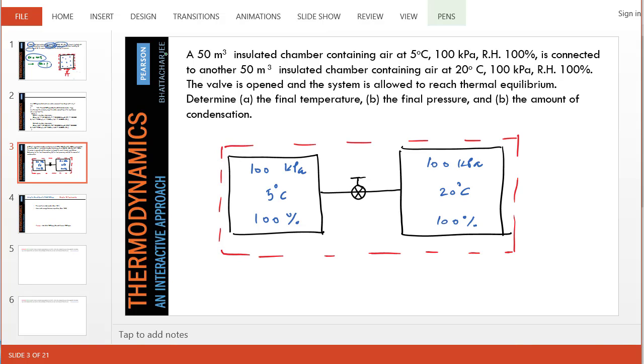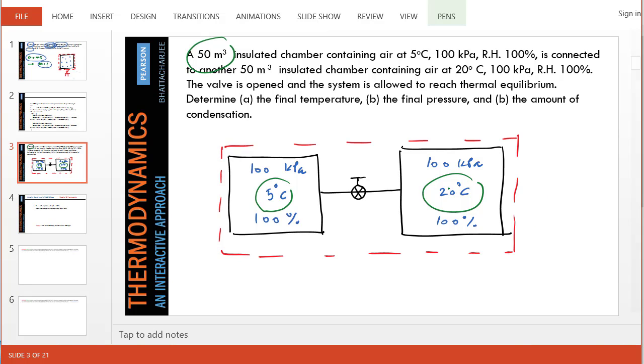Hello and welcome. This is a very interesting problem where there are two rigid tanks, each having a volume of 50 m³, connected. One contains very cold air at 5 degrees Celsius, saturated, 100% relative humidity, and one relatively warmer air, also at 100% relative humidity. Now suppose we connect these two chambers and wait until they equilibrate. We don't allow any heat or work transfer.